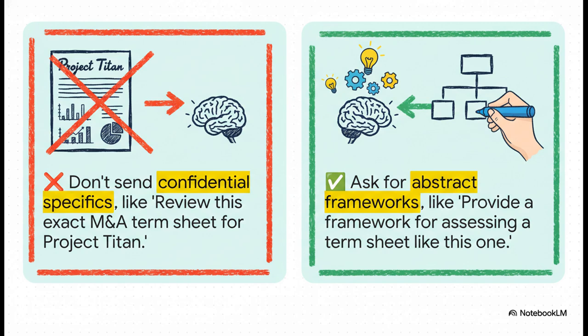The second strategy is the abstraction method, and this is brilliant. Instead of giving the AI your confidential data, you describe a generalized, abstract version of your problem. So as you can see here, you don't ask it to review the specific Project Titan term sheet. No way. Instead, you ask for a framework to assess a deal like it. This way, you get the AI's high-level strategic thinking without revealing any of the confidential particulars.